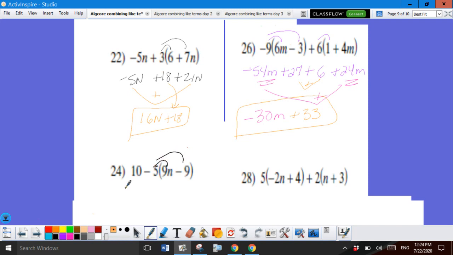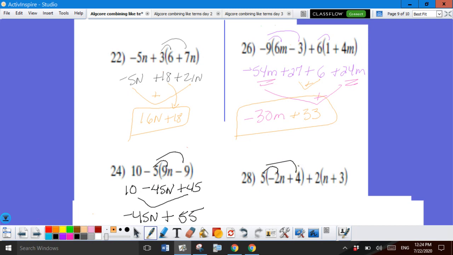Okay, let's see how you did. 10 minus 45n, and a negative times a negative is positive. So these two are going to go together. I have a negative 45n plus 55. So hopefully that's what you came up with.